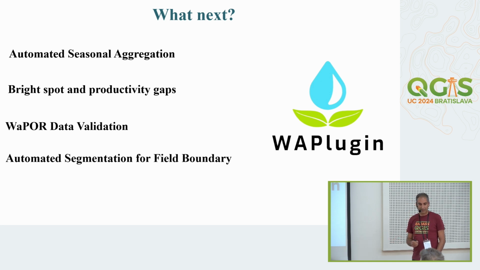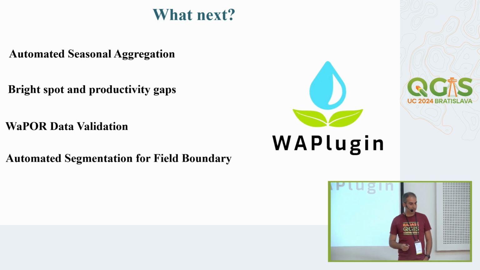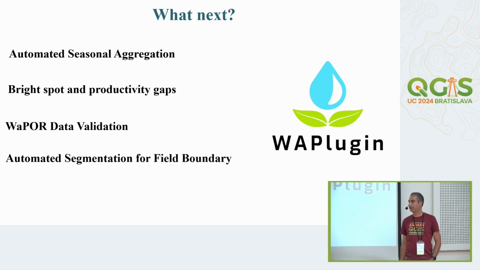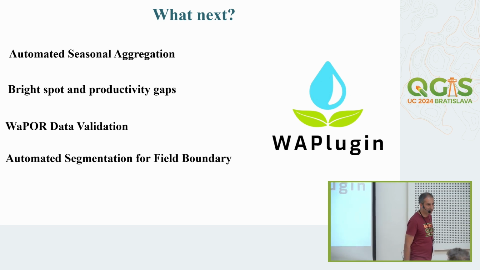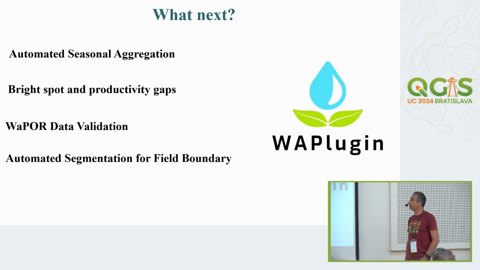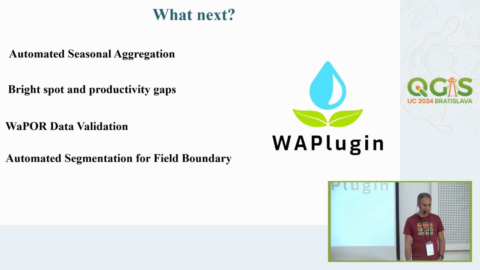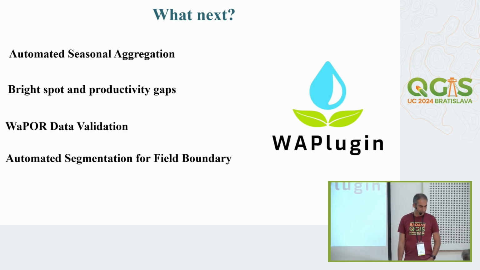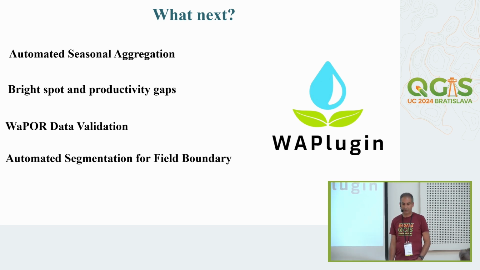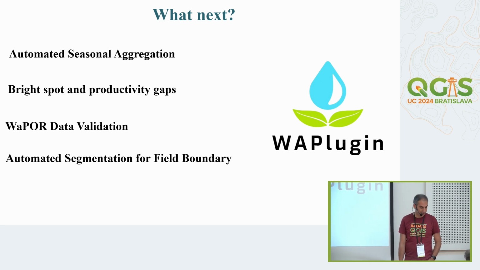The plans of the WAPlugin team to implement further in this plugin include some automated seasonal aggregation. In the workshop, you will learn how to do it manually using r.series from GRASS. But it's a common practice in this kind of analysis that water agricultural people do, to aggregate daily or decadal data over seasons. Also, to find bright spots and gaps in the productivity in an easier way and visualize that.